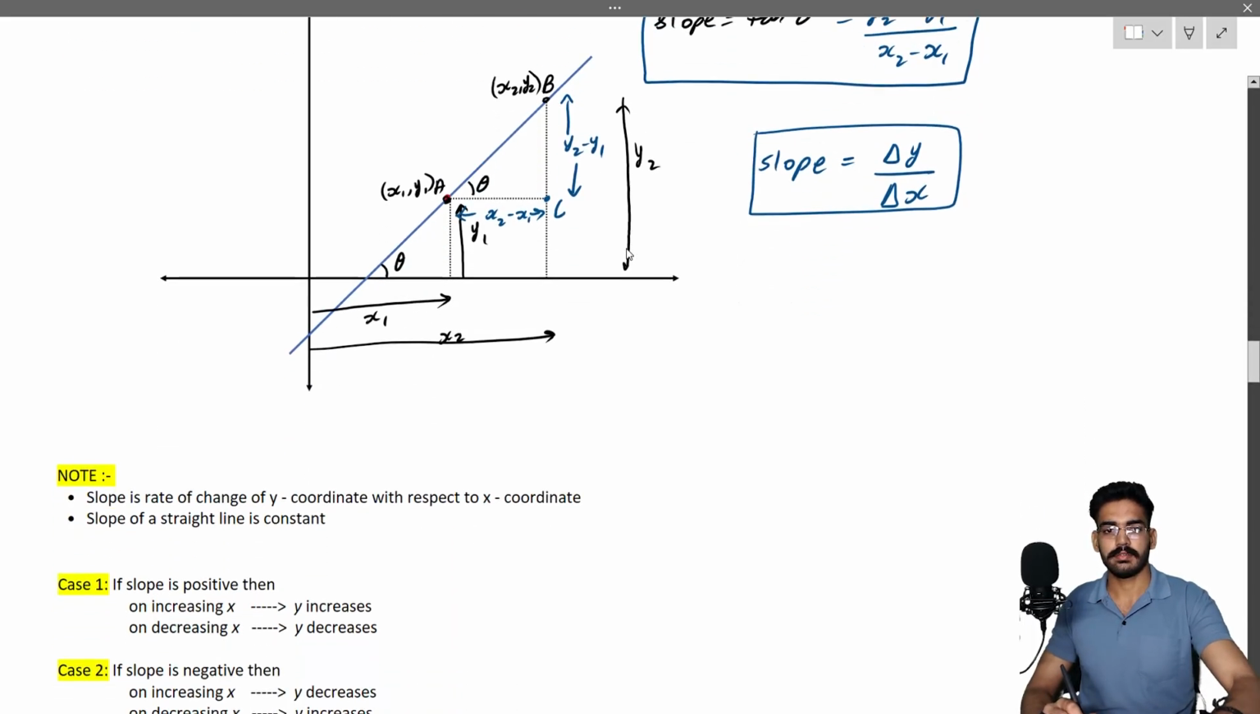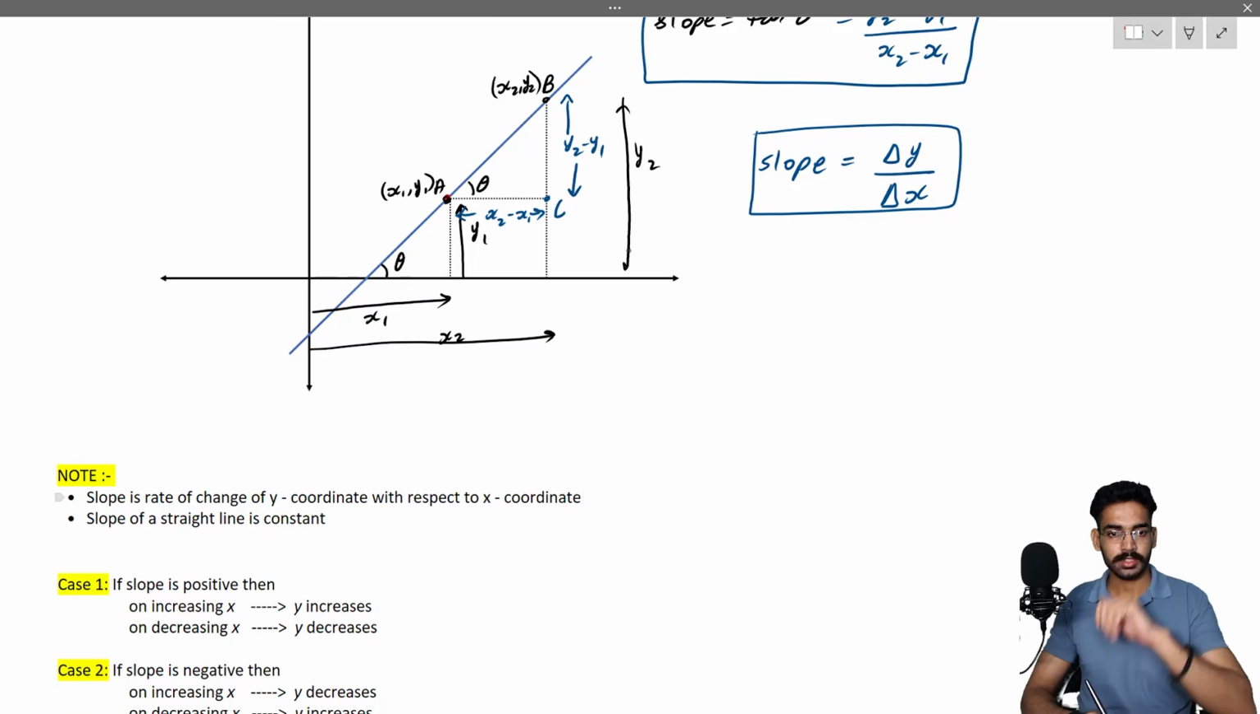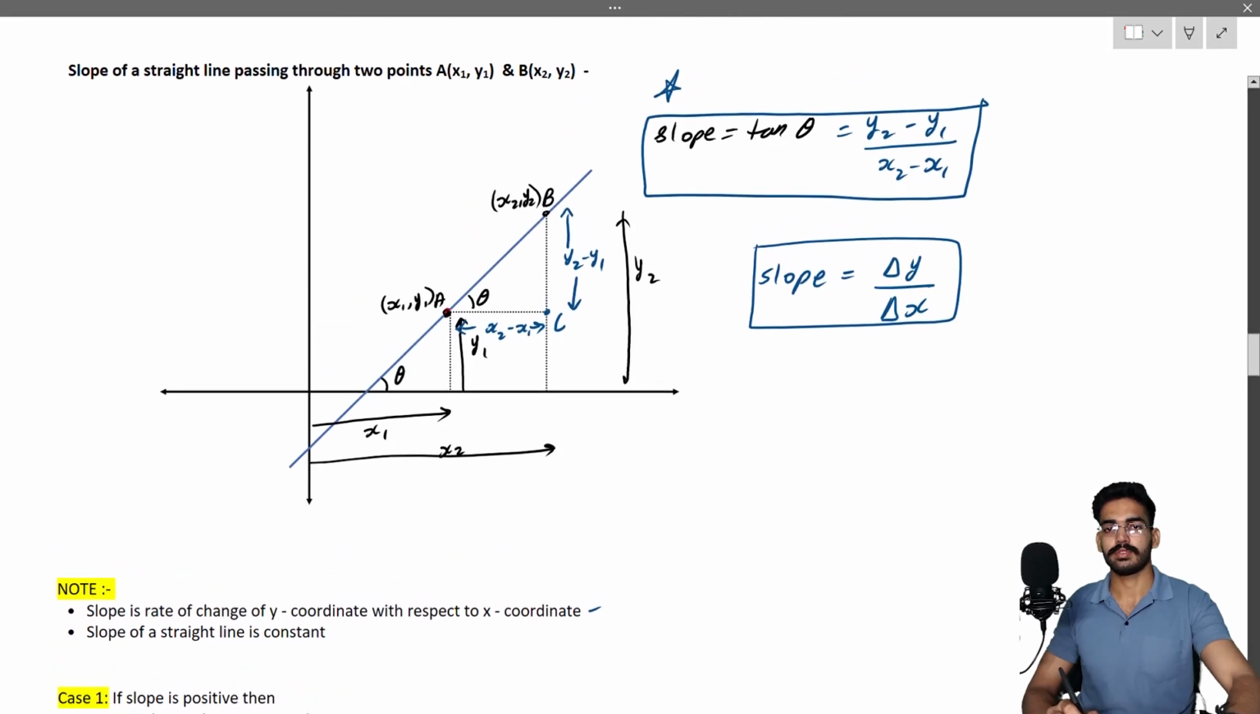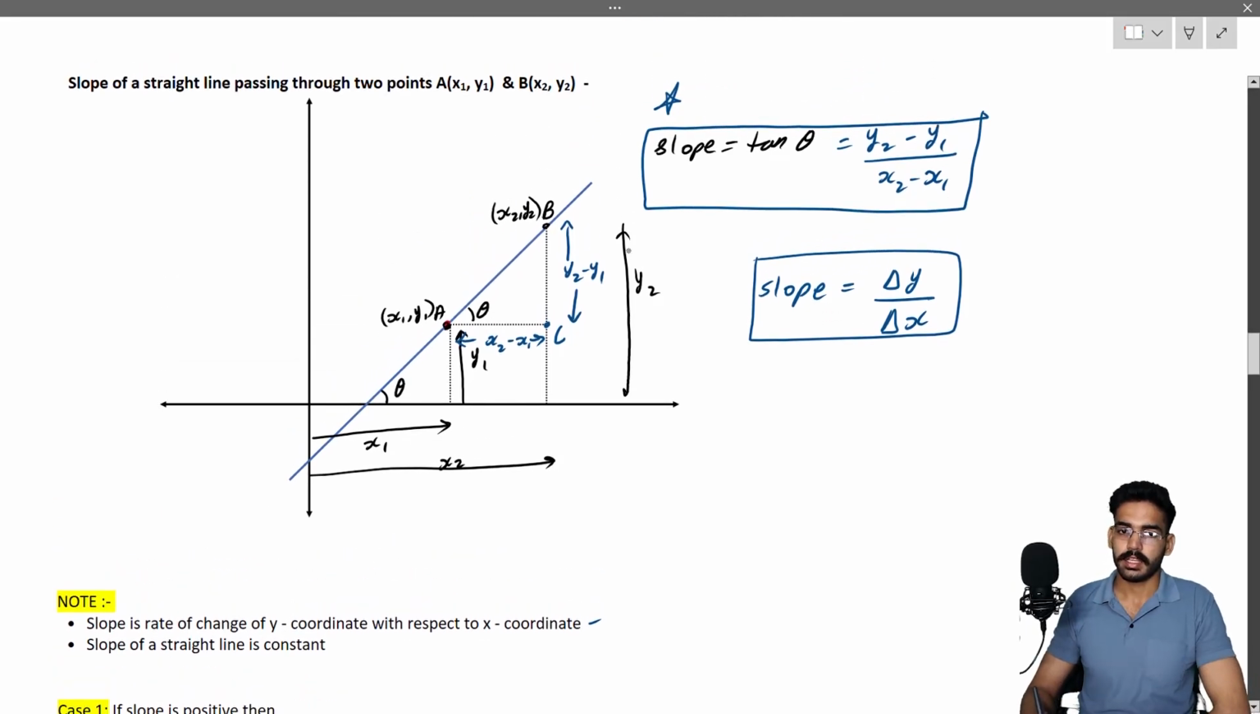Next, what we are saying is slope is the rate of change of y coordinate with respect to x coordinate. So slope is telling me that if x increases, how much will be the effect on y. So let's say slope is 2, if I increase x by 1, so delta x is 1, then delta y will be 2. So with respect to x, how y is changing, that is basically the slope.